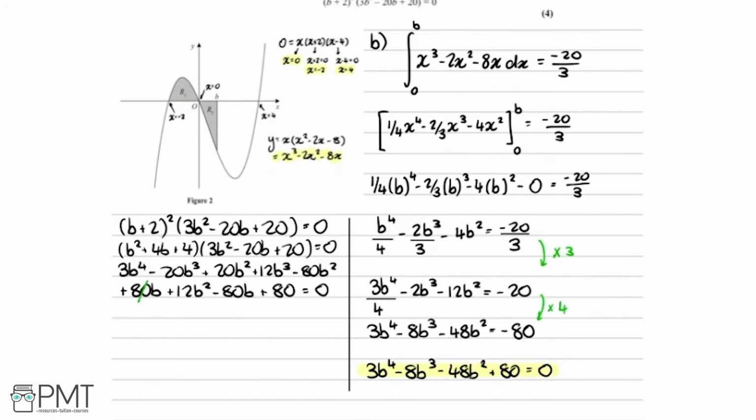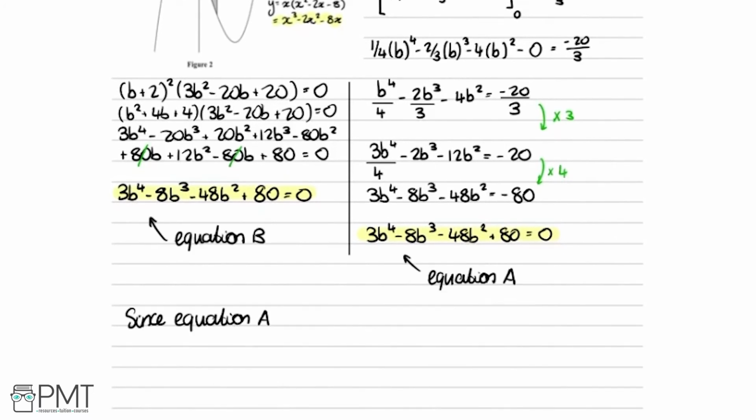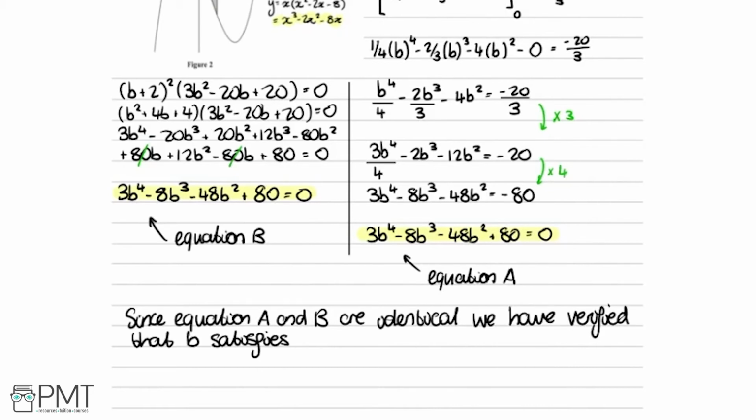Great, the first thing that jumps out to me is we can see here, so these 80b's cancel. And then the rest, what I'm going to do is just group like terms. So we get 3b to the power 4, and then grouping them by their powers, we get minus 8b to the power 3 minus 48b squared. And we're left with the constant in the end plus 80 equals 0. And that's fantastic because these equations exactly match, which means we verified that b satisfies the equation. So I'm just going to write something down here to succinctly explain that. Since equations a and b are identical, we have verified that b satisfies the equation.